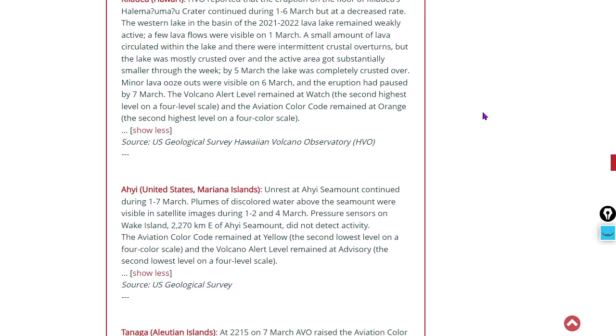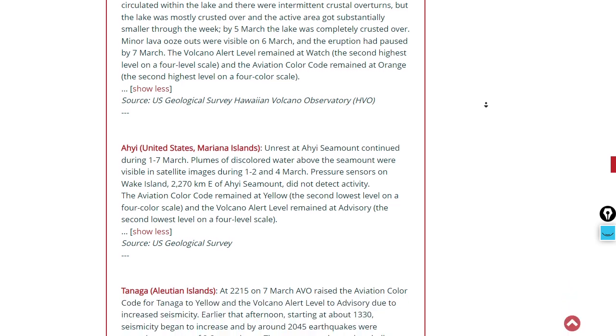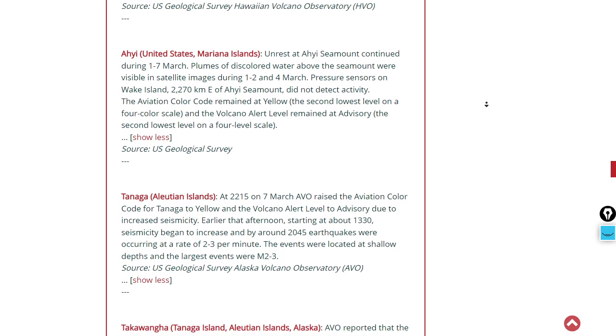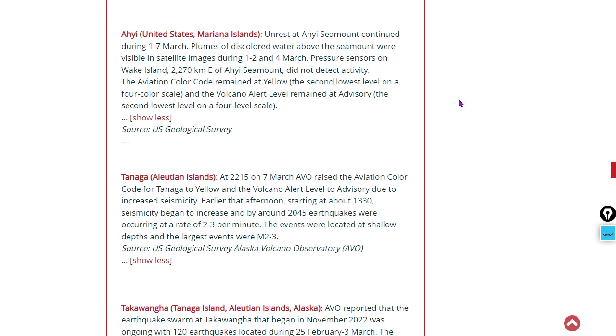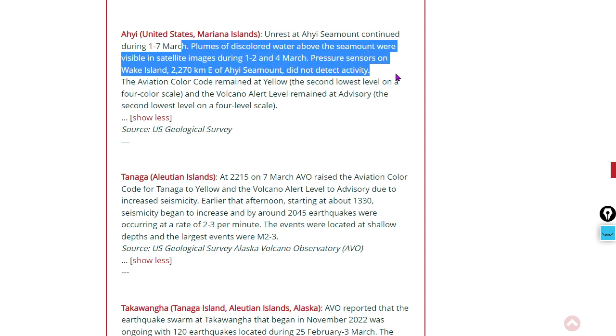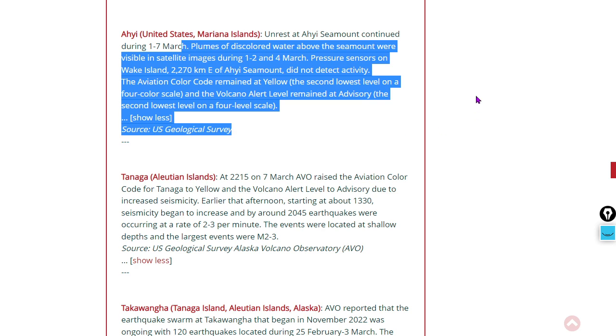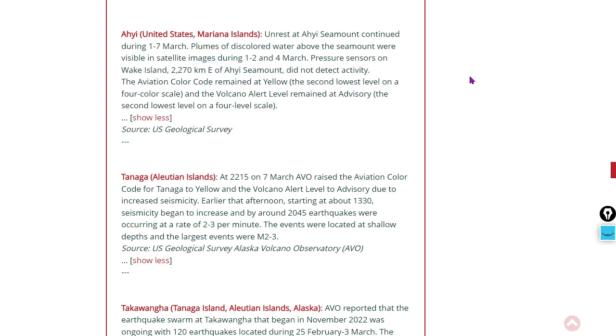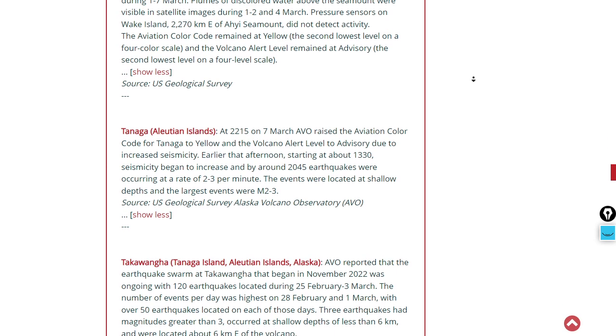Kilauea, we reported yesterday that it's slowing down, and indeed aviation color code remains at orange, the second highest on the 4-color scale there. Ahyi on the Mariana Islands continues to erupt, I guess. Plumes of discolored water above the seamount were visible in satellite images on the 1st, 2nd, and 4th of March. So alert level remains at yellow there at Ahyi, the seamount near the Mariana Islands.